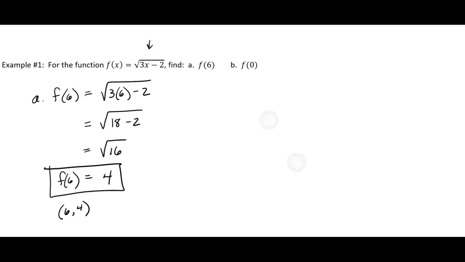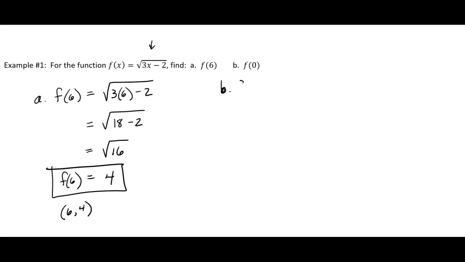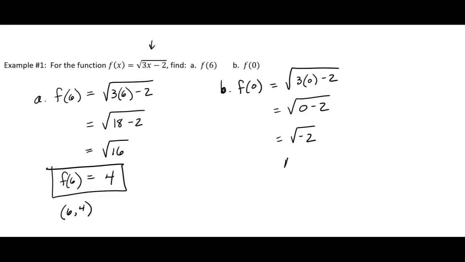All right, so part B says find f of 0. So f of 0 would be the square root of 3 times 0 minus 2. Well, 3 times 0 is going to be 0. So then you have the square root of 0 minus 2, which is the square root of negative 2, and that is not real. So we're just going to say that f of 0 is not real.